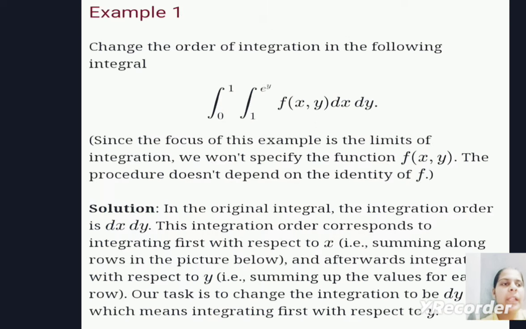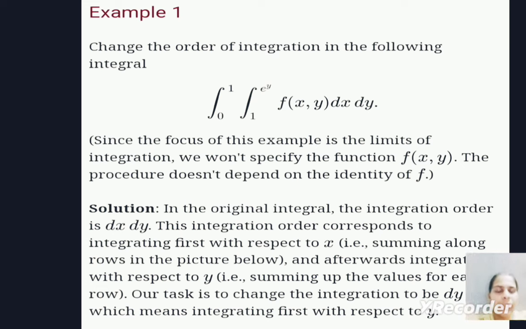Now I am giving an example. Change the order of integration in the following integral: integral 0 to 1, integral 1 to e power y of f of x comma y dx dy. Since the focus of this example is the limits of integration, we won't specify the function f of x comma y. The procedure doesn't depend on the identity of f.